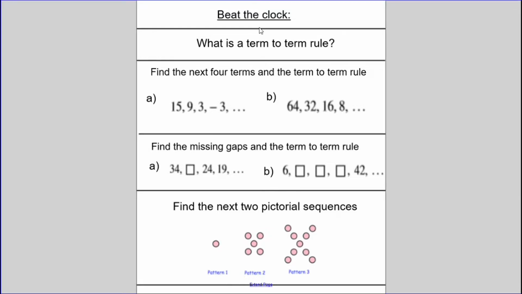Here's our beat the clock for today. For the first question, you need to define what a term-to-term rule is. Then you need to find the next 4 terms and the term-to-term rule for both these questions. Then you need to find the missing gaps and the term-to-term rule for both these questions. And finally, you've got a pictorial sequence and you need to find the next 2 patterns as well. Give yourself a maximum of 6 minutes and time yourself. Pause the video here.